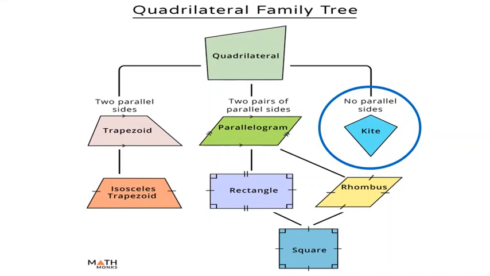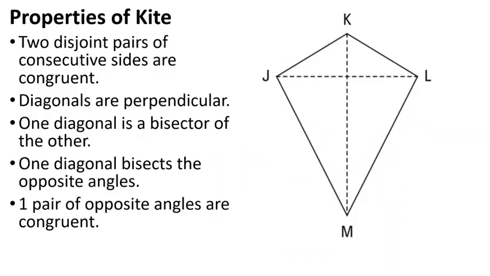And kite doesn't have any pairs of parallel lines. So these are the properties of kite. Number one, two disjoint pairs of consecutive sides are congruent. Diagonals are perpendicular. One diagonal is a bisector of the other. One diagonal bisects the opposite angles, and one pair of opposite angles are congruent. So we're going to deal with this one by one.